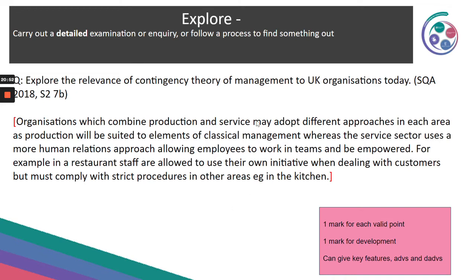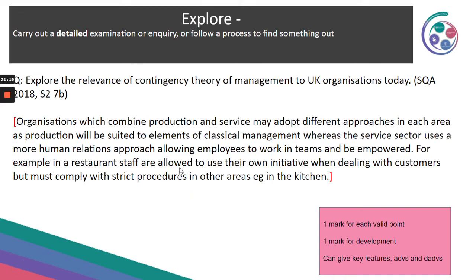So that is kind of the main point of our explore question, is using the key features and talking about how they relate to the organisation in the UK today. Then we're given an example which further supports the understanding. So for example, in a restaurant, staff are allowed to use their own initiative when dealing with customers, but must comply with strict procedures in other areas, for example, the kitchen.